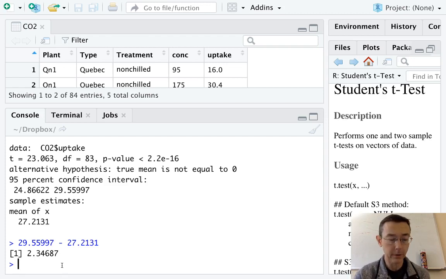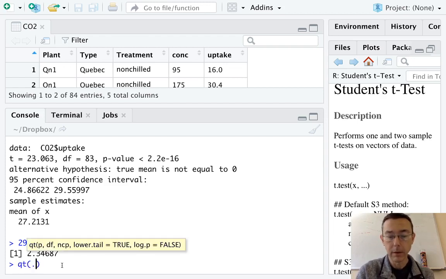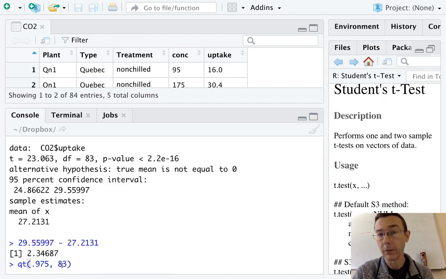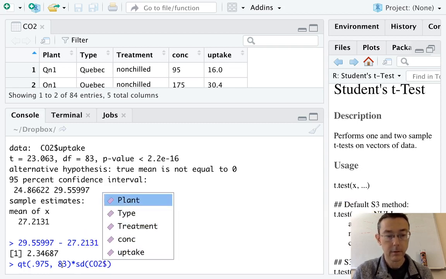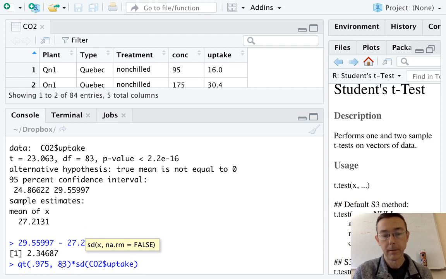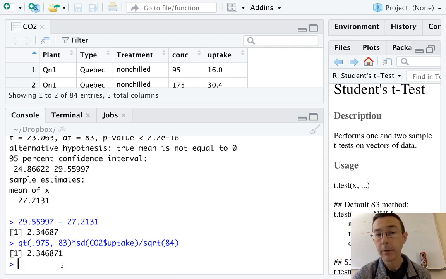So in particular, to the left of t star, we should have 97.5% of the probability. So we can get the t value there with the qt function, 0.975. We need to give it the area to the left of that value. And then we have to feed it the number of degrees of freedom, in this case 83. That's going to be t star. Let's multiply it by the standard deviation of this variable, uptake. And then divide it by the square root of the sample size. And we get exactly the same number as before. Here R is just doing a slightly different amount of rounding.